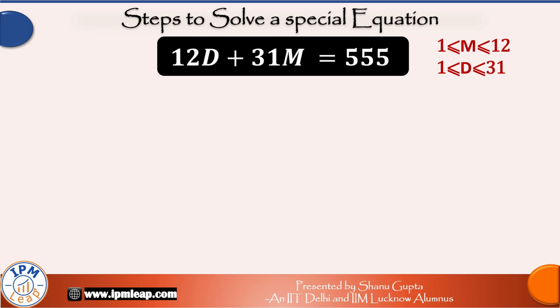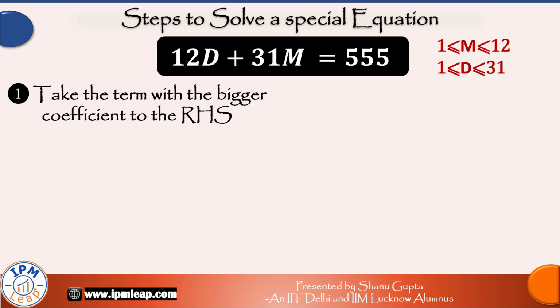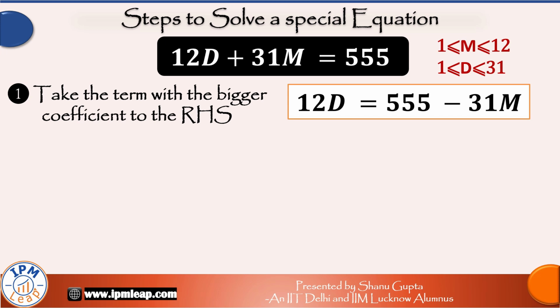The steps are simple. First, we take the term with the bigger coefficient to the right hand side. So 12d = 555 - 31m. We can see that our left hand side is 12d. It is a multiple of 12. So the right hand side should also be a multiple of 12.